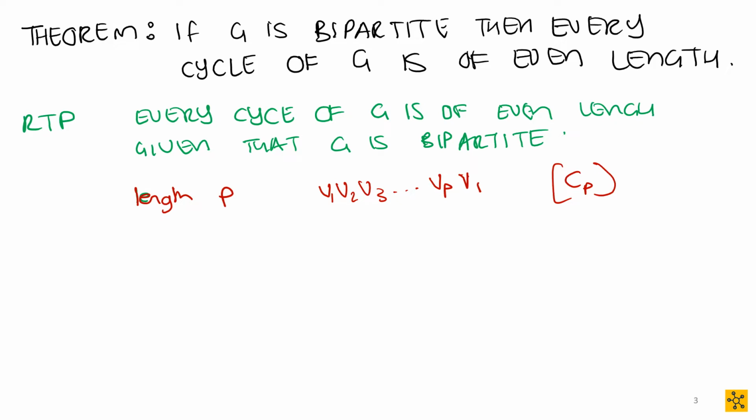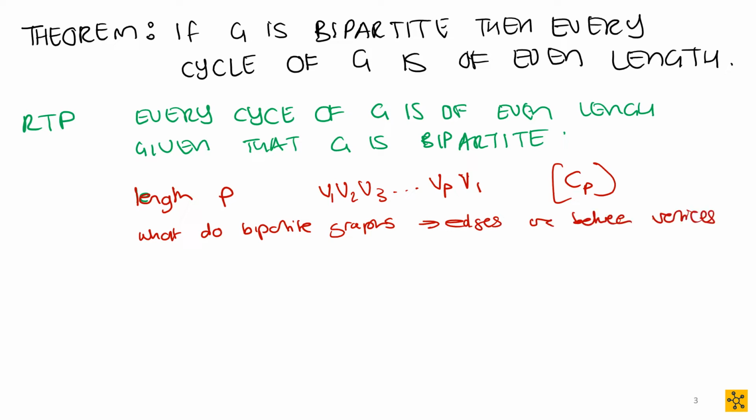Now we need to know something about bipartite graphs to help us out. What do we know about bipartite graphs? What we know is that there are only edges between vertices from the different, disjoint sets. So the vertices in the cycle are going to alternate between these sets. Let's write that down. What do we know about bipartite graphs? The edges are between vertices of the different sets.